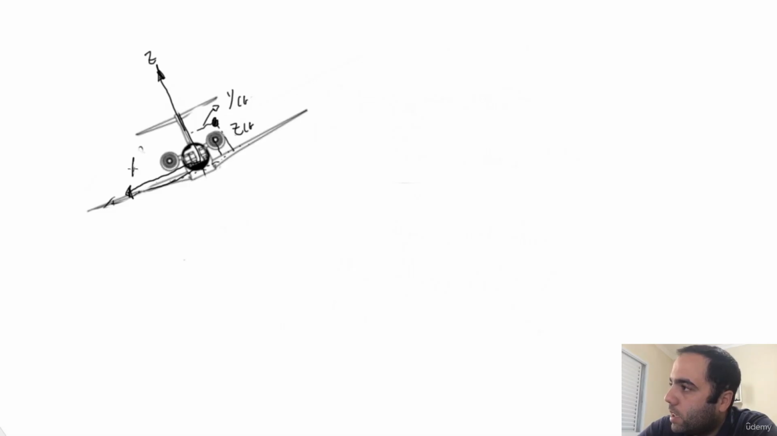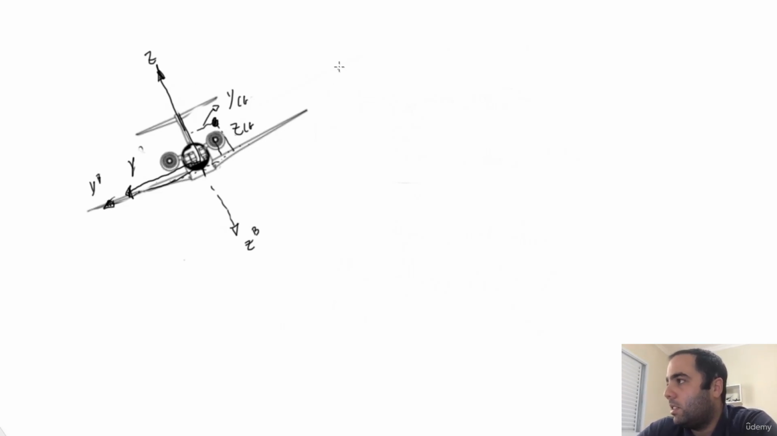Okay, so now let's check our last one. Let's put the CG here just as an exaggeration. So this here is the ZCG and this here is the YCG. Here we have our Z force, here we have our Y force. And just to remember, here is the Z body axis and here is the Y body axis.